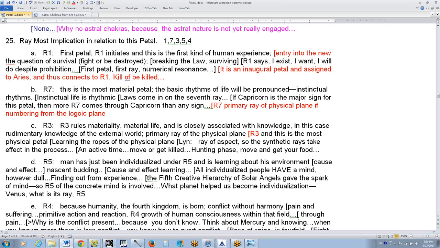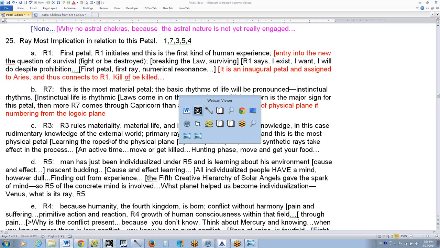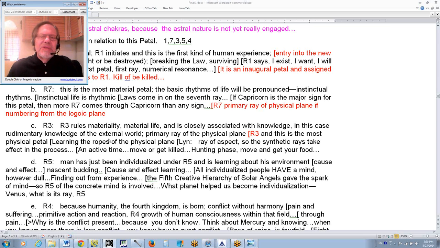So all individualized people have a mind, however dull it may be, and the mind is the fifth principle. They're finding out from experience. The fifth creative hierarchy of solar angels gave the spark of mind, so ray 5 of the concrete mind is definitely involved. That's where the spark of mind is working. Of course, it's more than a spark of mind, really. As DK says, it contains also the quality of love, latent, and the quality of will, latent. But at first we simply call it the spark of mind.